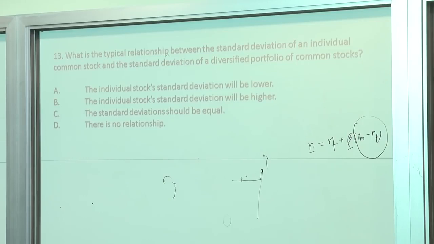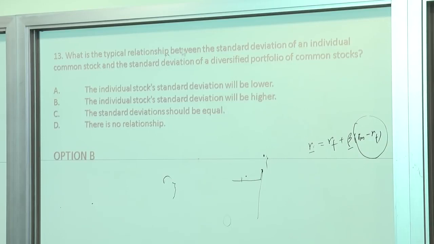What is the typical relationship between the standard deviation of an individual common stock and the standard deviation of a diversified portfolio of common stocks? The individual stock should be higher or lower. So what does this imply? If this stock is a part of the diversified portfolio, then the standard deviation of this single stock should be higher than the portfolio, right?